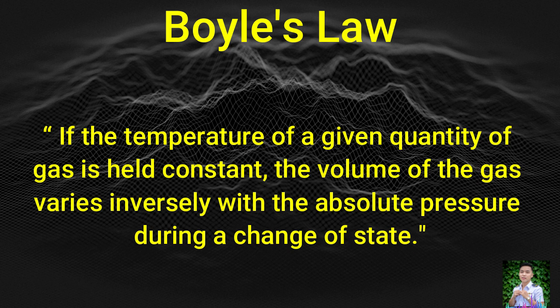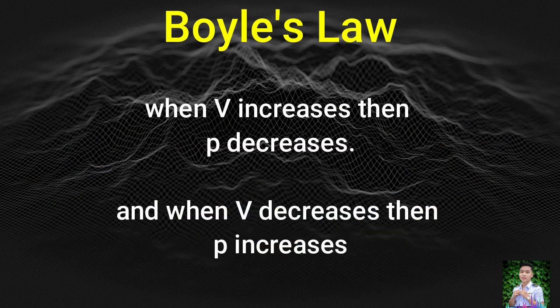So, in his experiment, he concluded that if the temperature of a given quantity of gas is held constant, the volume of the gas varies inversely with the absolute pressure during a change of state. What it means is that if the temperature of the gas is constant, the volume and pressure have an inverse relation. This means that if the volume increases, then the pressure decreases, and vice versa.